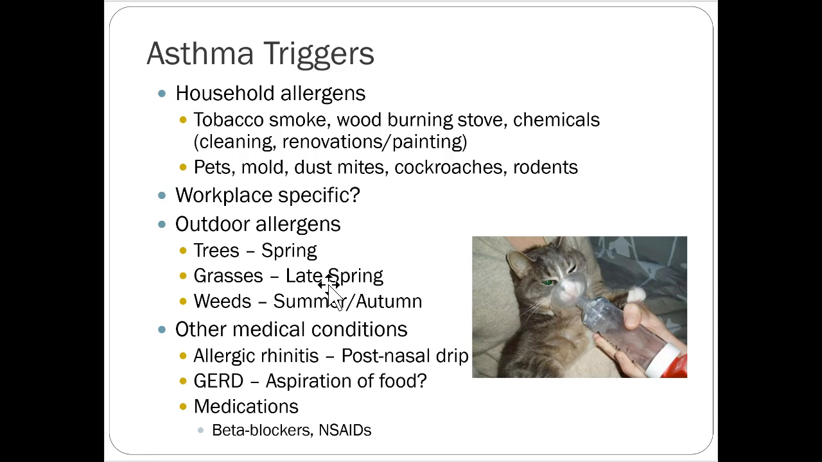And so with NSAIDs, they can actually have a problematic effect on asthmatic patients. So it's not that asthmatic patients can't take beta blockers or NSAIDs, but we just want to be careful with them if we're going to use them in an asthmatic patient.